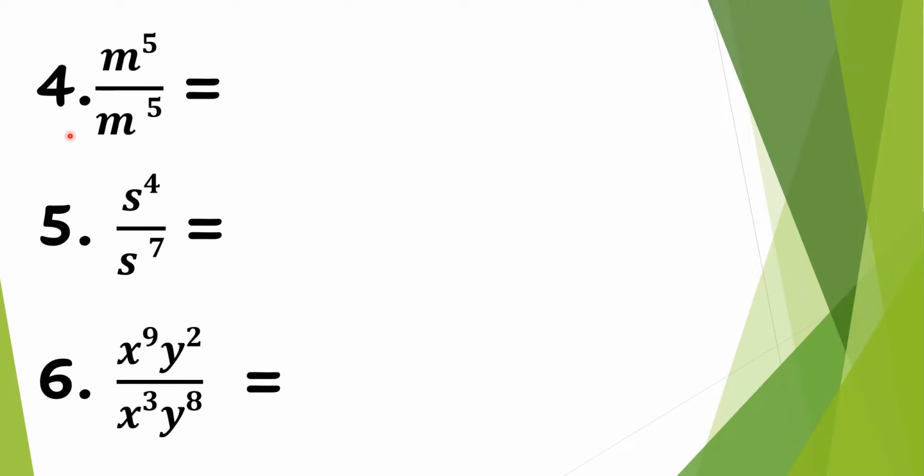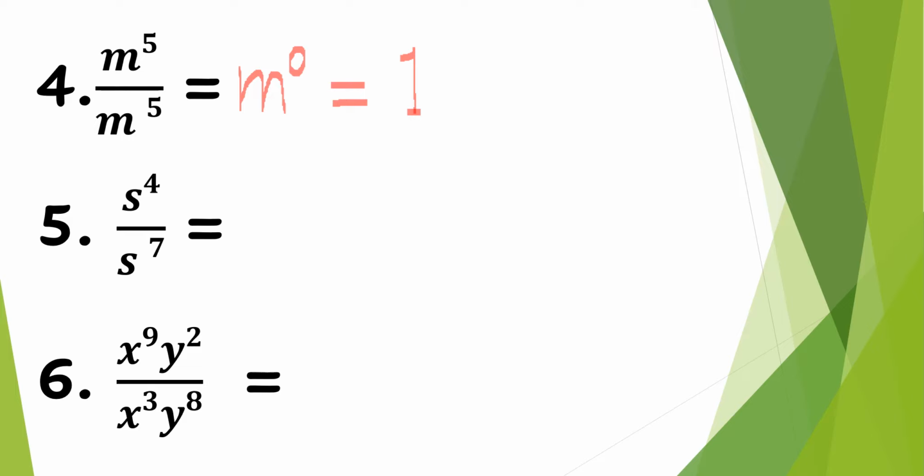Okay, next example number 4, given m raised to 5 divided by m raised to 5. So, ano magiging sagot natin dyan? So, copy the common base, that is m, and then subtract 5 minus 5 is 0. And then sabi nga natin, lahat ng numbers, lahat ng variables na raised to 0, that is always equal to 1. Therefore, m raised to 0 is equal to 1.